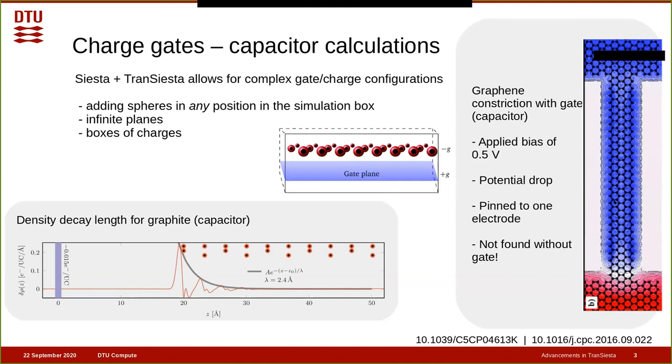But as soon as you have a gate, you actually shift the Fermi level of the corresponding electrodes, and that leads to a difference in the density of states at the Fermi level. And this is actually what causes a pinning of the potential drop, which pins it to one side of the constriction depending on the polarity of the bias that you have. And this pinning of the potential you cannot find if you don't have a charge gate underneath.